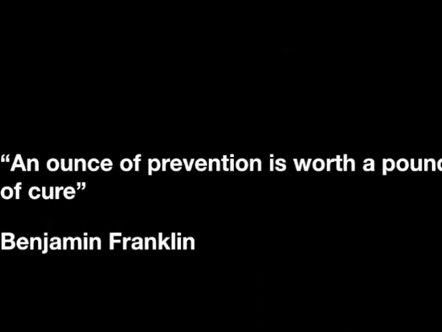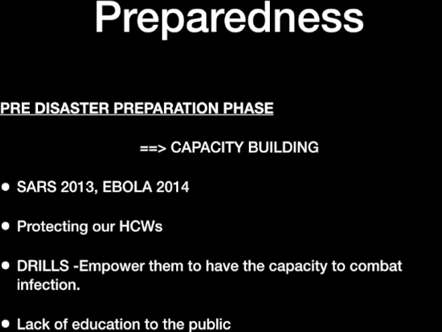So, an ounce of prevention is worth a pound of cure, by Benjamin Franklin. So that would be the preparedness phase of the protocol. This is known as the pre-disaster preparation phase, which is also known as capacity building. Most of these are learned from past experiences, such as SARS in 2013 or Ebola in 2014.